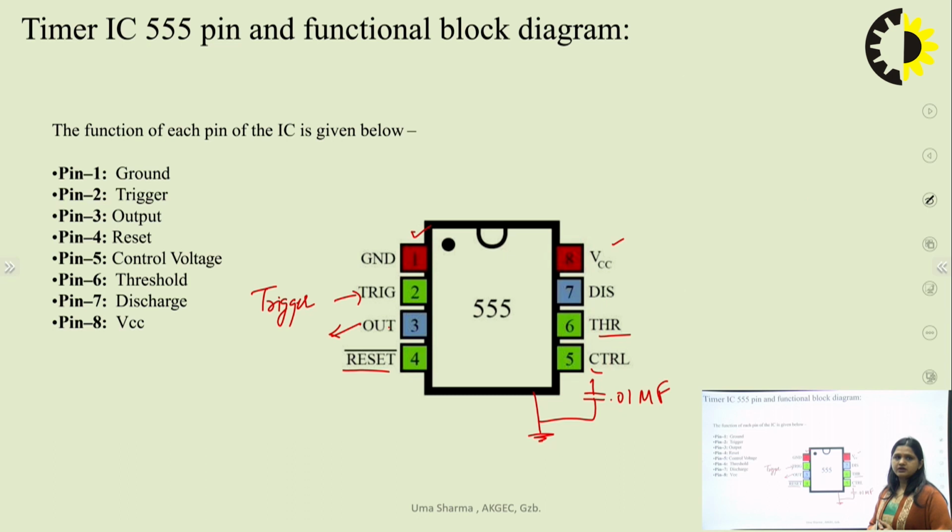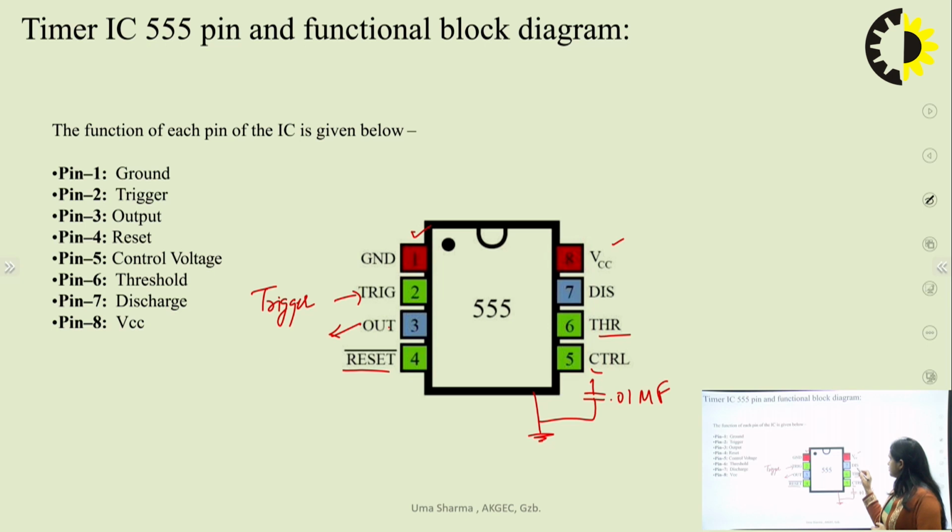So trigger and threshold are the two input pins of the 555 timer, where control is used to modulate the input signal. Whenever it is required, we can apply some input over here. Otherwise, it is connected to ground through this capacitor. Pin number 4 is used to reset the flip-flop only.